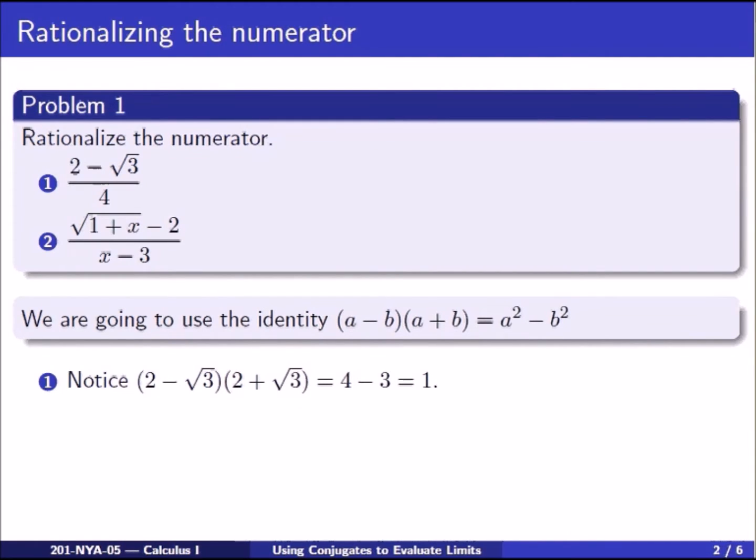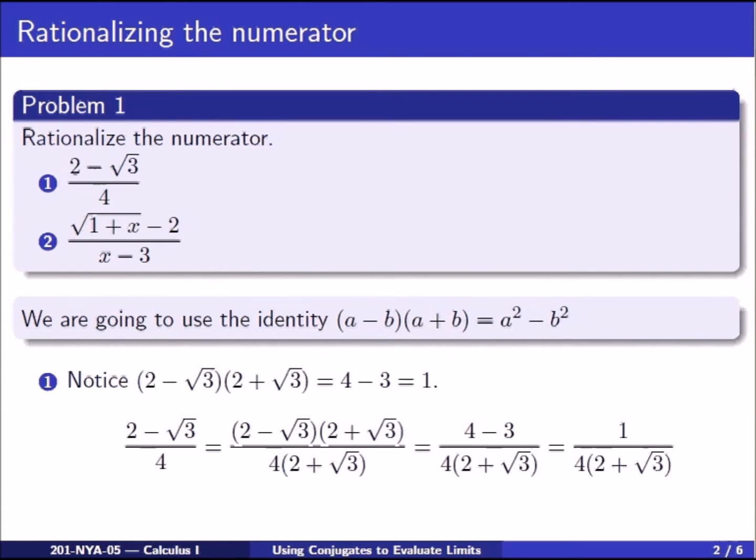So if we want to rewrite (2 minus root 3) over 4 and remove the radical in the numerator, we want to multiply the numerator by 2 plus root 3. But to avoid changing the expression, we also need to multiply the denominator by 2 plus root 3 as well. And if I simplify the numerator, we get 4 minus 3, which is 1. And overall, the expression is 1 over 4 times (2 plus root 3), which is an expression that's equivalent to the initial one, but this time I have no radical in the numerator. However, as you can see, the trade-off is that I have a radical in the denominator.